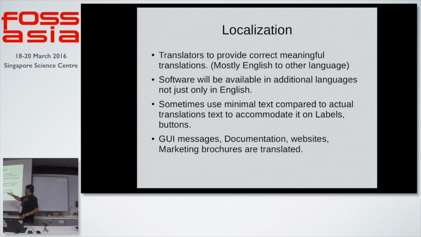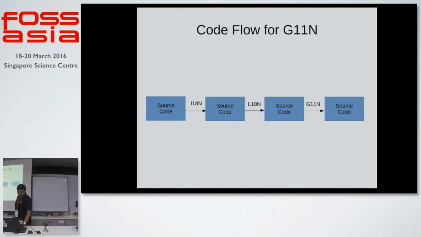Then, like I said, the marketing material is also there. Nowadays the marketing material is getting larger and larger, so the product owner may want to get it translated so that they can provide this information across the world. So generally, how should the code flow happen?